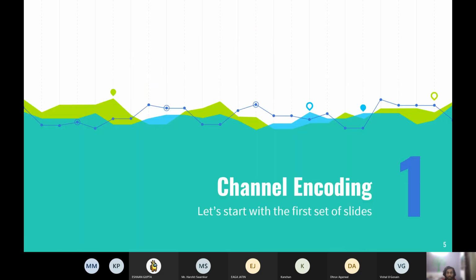Sir, is channel just a medium in which sources are sent? Yeah, so in the channel we send the signal. We send a lot of signals in the channel, and a lot of signals leads to noise. So we have to take care of that, and we will discuss that in the channel part.